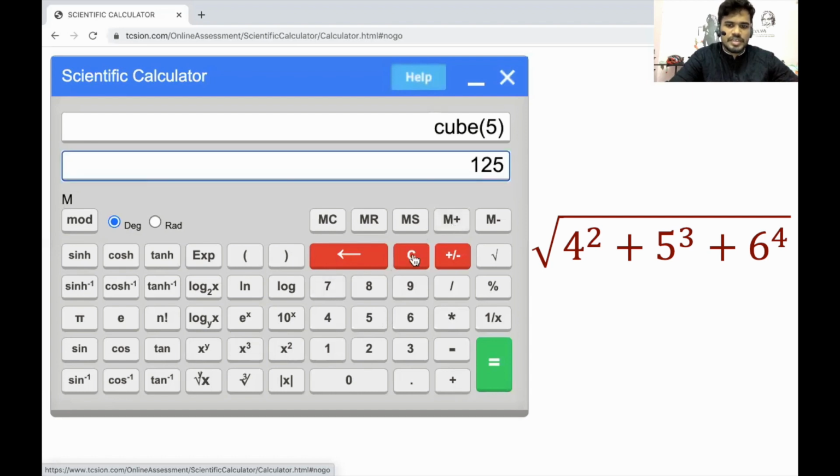Add it to memory, clear. Then I have to do 6 power 4. Power 4 is not there, so I have to do 6, this thing, power 4. It is 1296. Add it to memory, clear. Now read whatever is there in the memory, square root of that, 37.90.